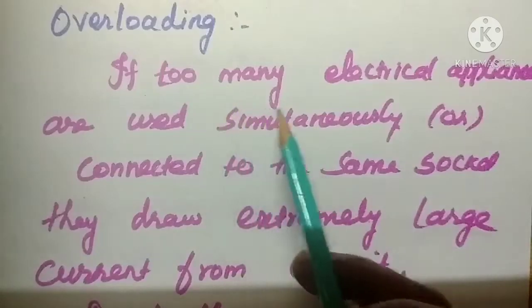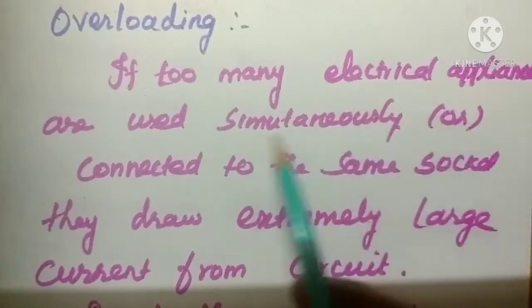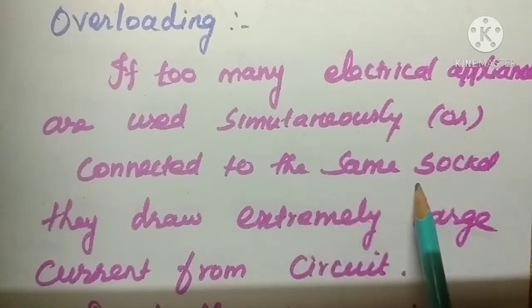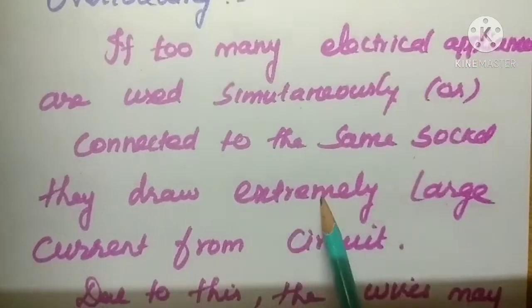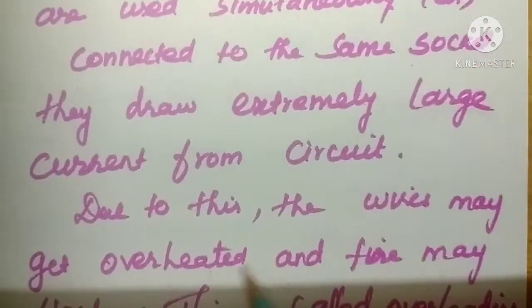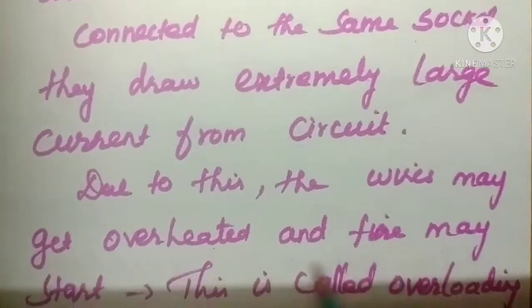So what is overloading? Too many electrical appliances are used simultaneously, connected to the same socket. It draws an extremely large amount of current from the circuit. Due to this, the wires may get overheated and a fire may start. This is called overloading. Have you all understood what overloading is?